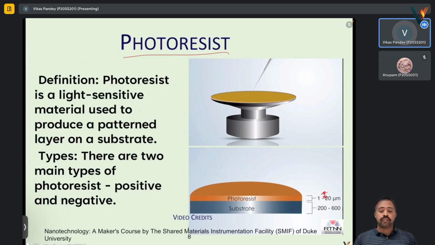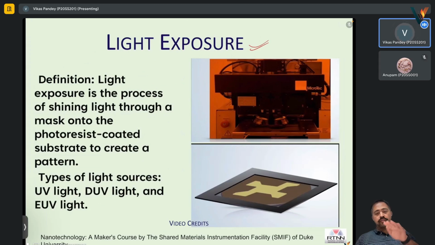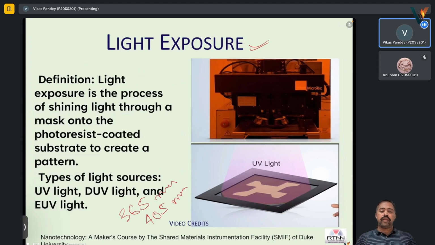Okay. Next comes the light exposure. It is done using what we mostly call the mask aligner, and exposure is also done here. So the mask and wafer are aligned in this system, and then UV light, generally of 365 nanometer or 405 nanometer according to our need, is shone over it. The area that has the pattern will block the light, the other area will allow the light to fall on the photoresist, and we will be able to make our pattern.